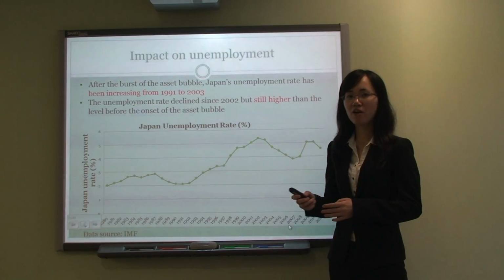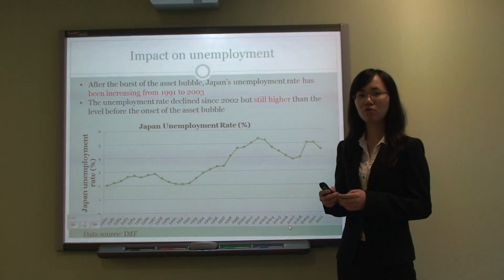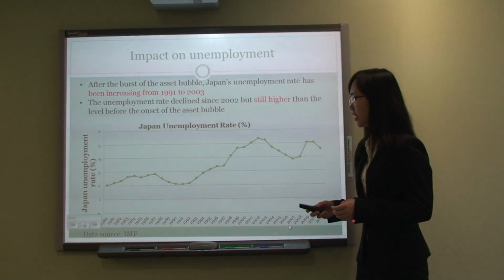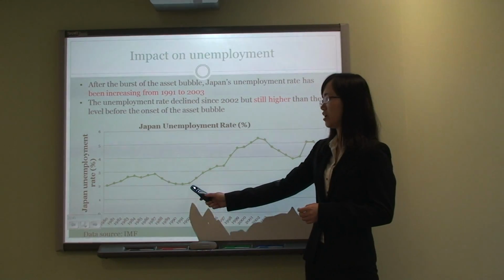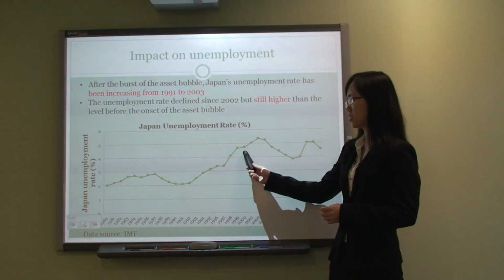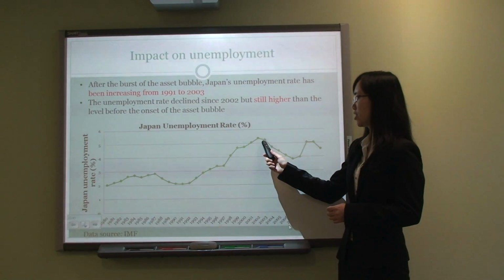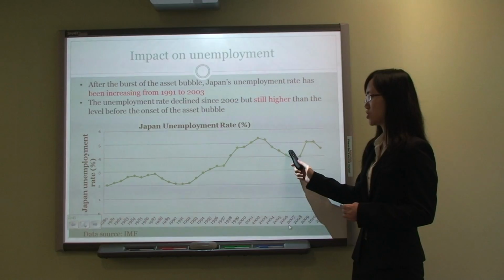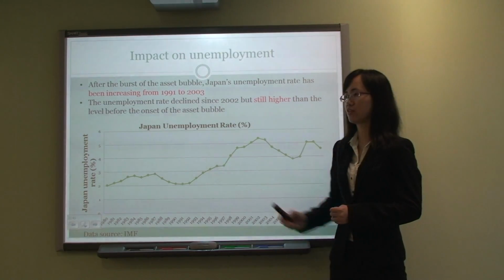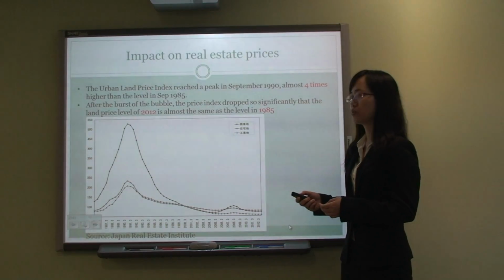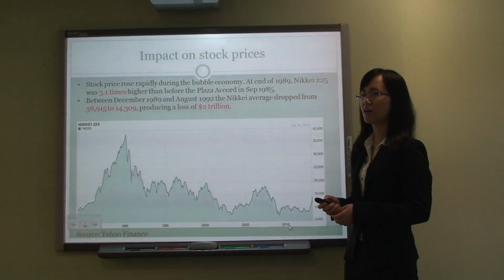In terms of the labor market, the bubble crisis in Japan also worsened the unemployment rate. Starting with the burst of the bubble in 1991, the unemployment rate started to climb significantly, and also started in 2003. Although it started to decline a little bit, it is still higher than the level before the crisis. And here is the graph showing us the loss of the real estate prices as well as the stock indices in Japan.